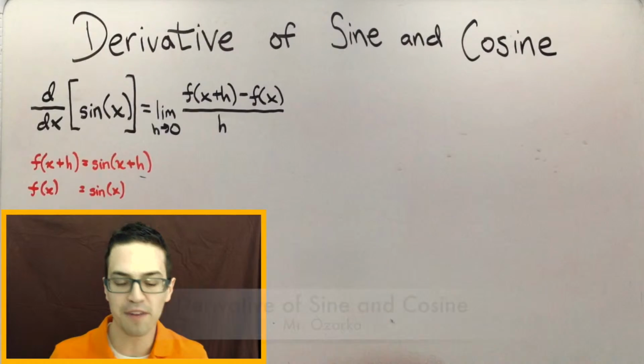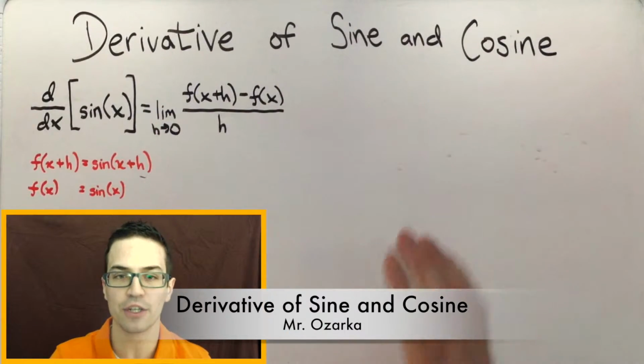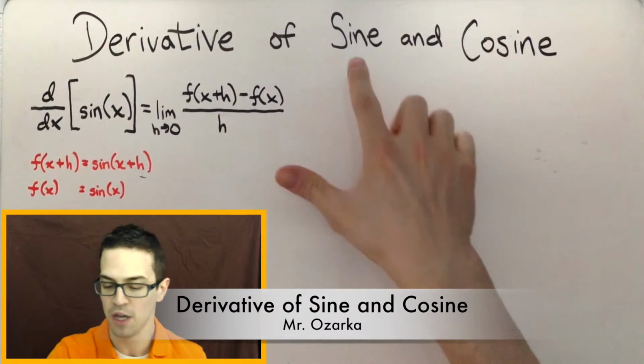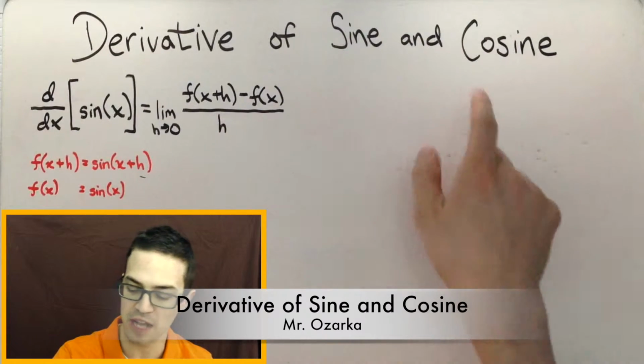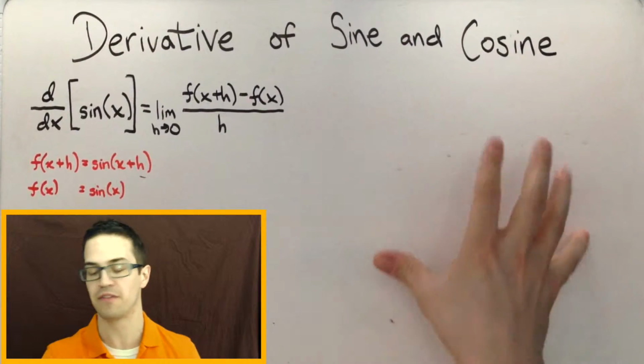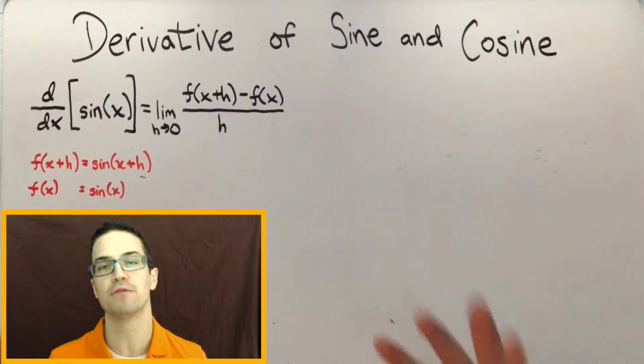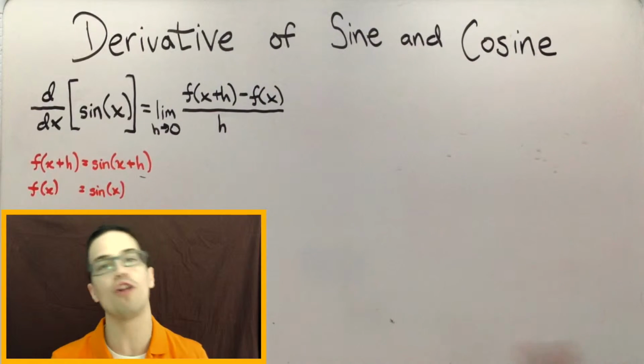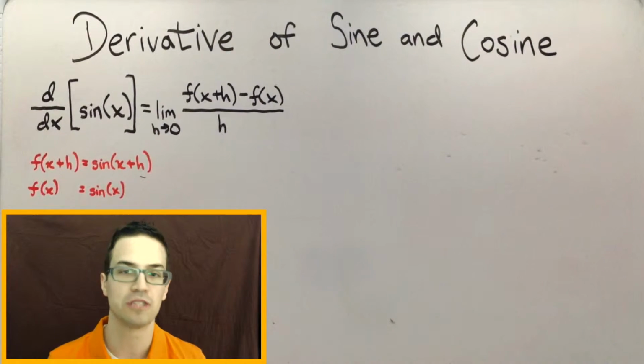Alright, so this is going to be a video about the derivative of sine and cosine. The reason I'm choosing to focus only on the trig functions of sine and cosine is that once you know the derivatives of these two, you can use the derivative rules to figure out the derivatives of all the other trig functions. And this includes tangent, cotangent, cosecant, and secant.